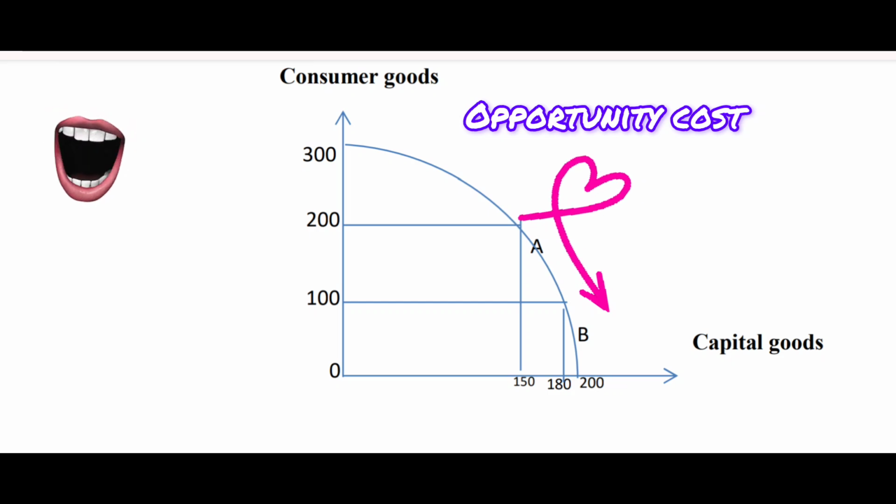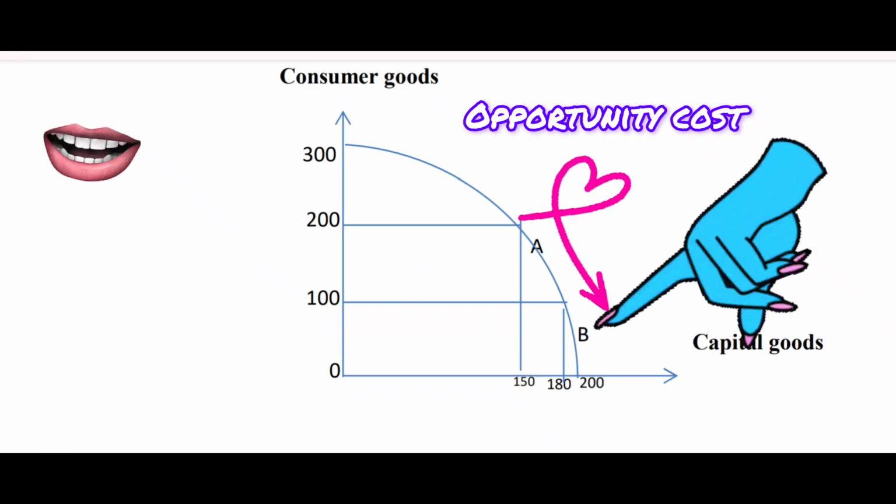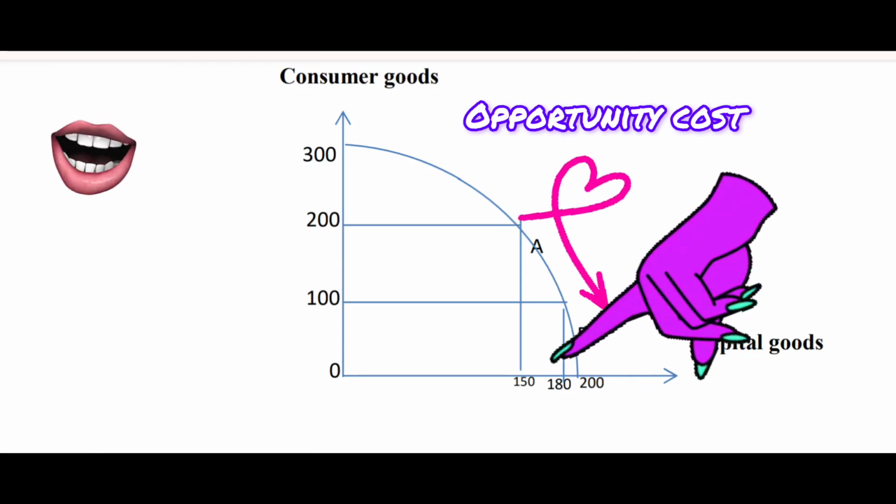Opportunity cost is the value of the next best alternative foregone. If the economy selects point A, the opportunity cost of producing 200 units of consumer goods is 50 units of capital goods. Likewise, the opportunity cost of producing 150 units of capital goods is 100 units of consumer goods.